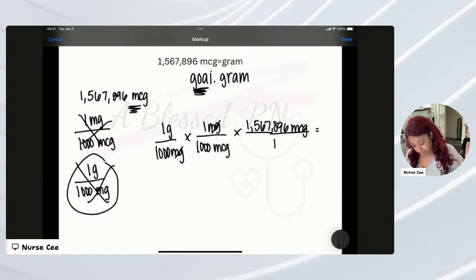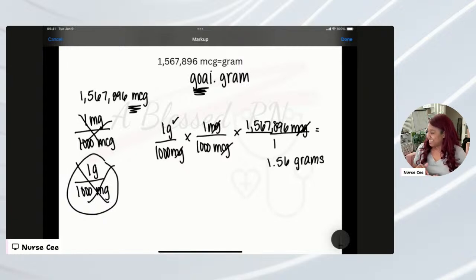So now you see that everything has crossed out except for what we're looking for. So now we can do the math. So I'll do 1,567,896 divided by 1,000 divided by 1,000, which will be 1.56, all that. It just depends on what you want to round to or what they tell you to round to, grams. Okay? Exactly. I see you moving that decimal along.